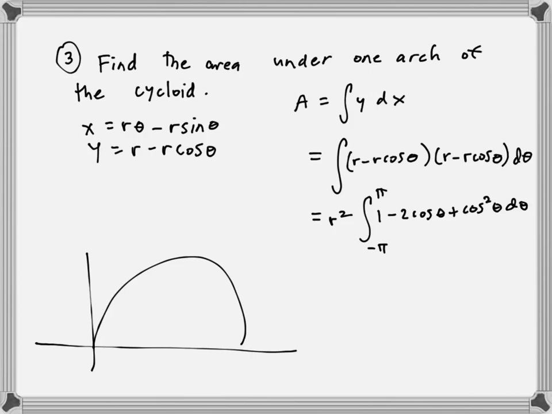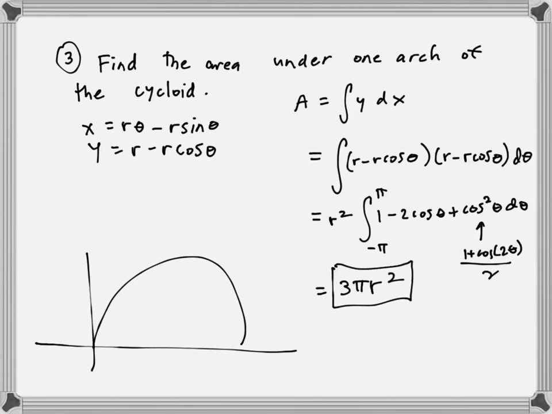So, what do we get? How do we do this integral? Well, remember, cosine squared theta, we can use half angle on that, and that's 1 plus cosine 2 theta all over 2. Okay? And just to save time, I want to go ahead and write the answer because I know you guys know how to integrate this. We end up with the answer 3 pi r squared.